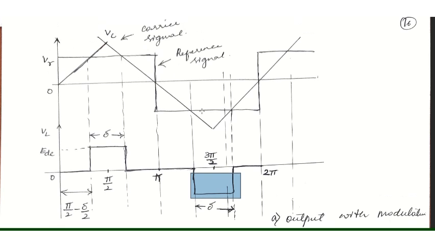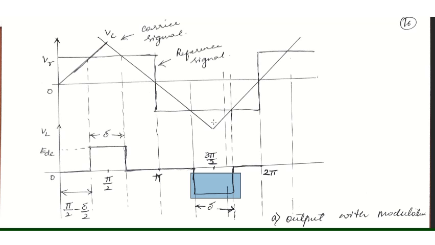So again, even in the negative cycle, I hope you are able to recall it. Say for example, if you consider a single phase full bridge inverter, that is a bridge inverter, you will have 4 switches there, S1, S2, S3, S4, or you can also take them as T1, T2, T3, T4.